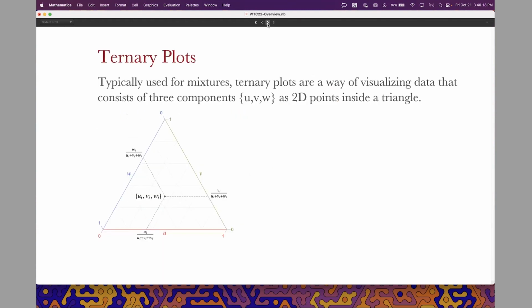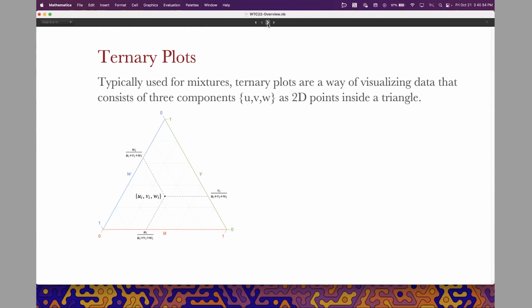So the next thing we're going to look at is ternary plots. These were added in 13.1, I believe. And the basic idea for ternary plots is that these are a way to visualize a mixture of 3 elements as a 2D plot. And because it's a mixture, we have a constraint that all the components add up to 100%. And we're going to use that to reduce the dimension, basically solve for one of the variables.